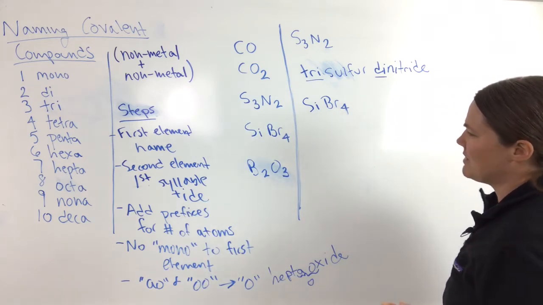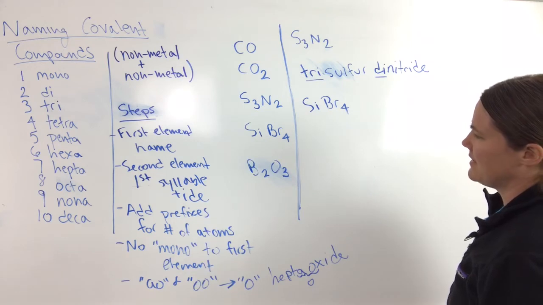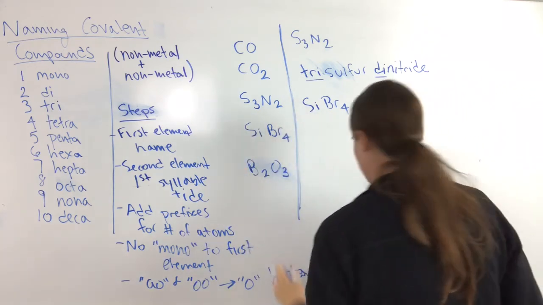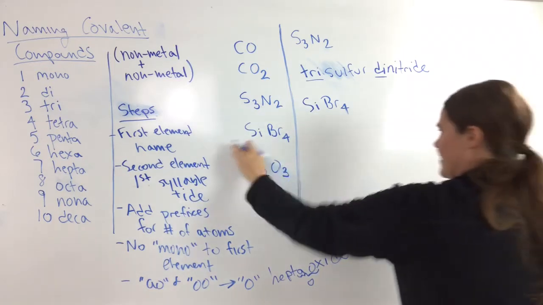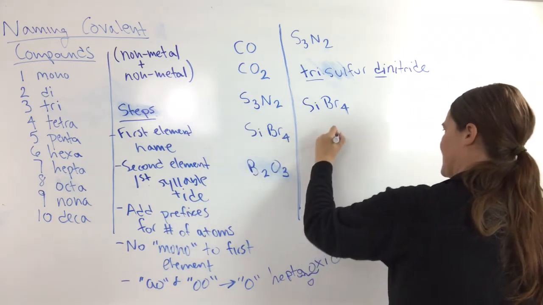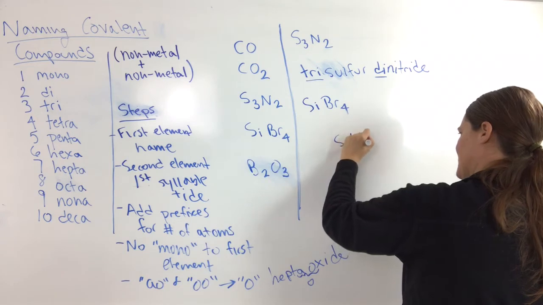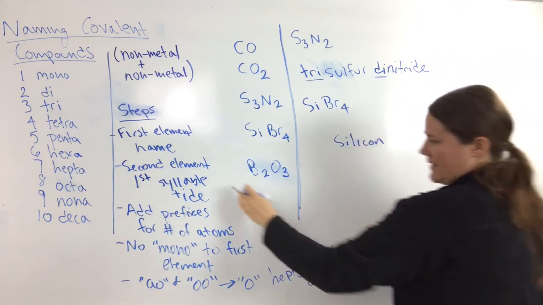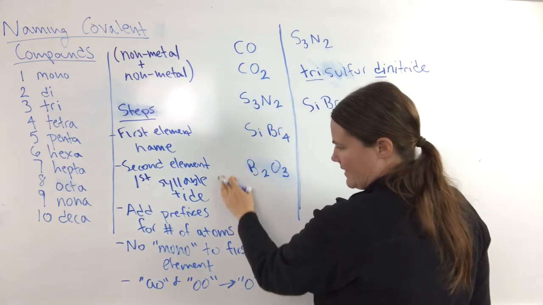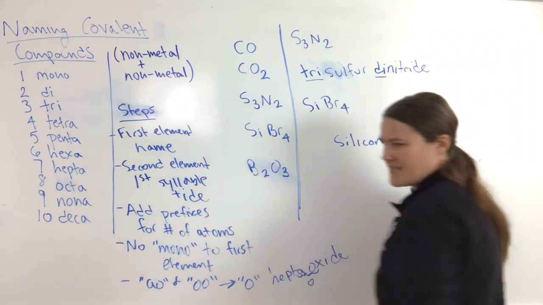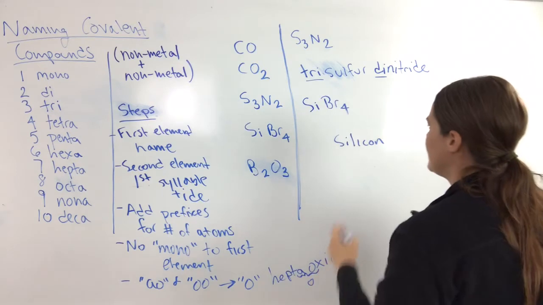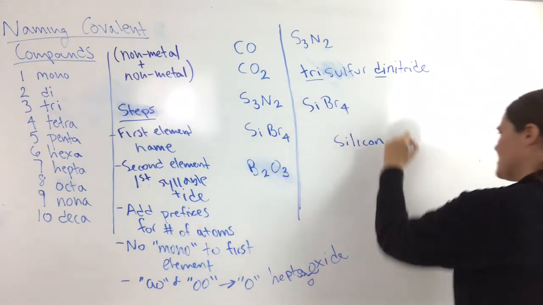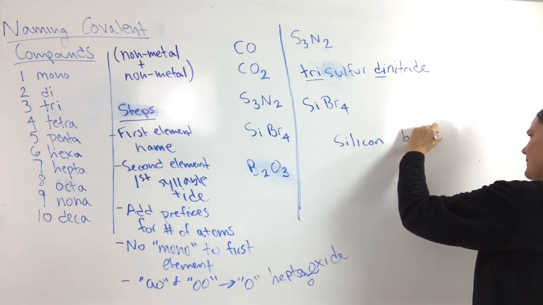Now what we need to do is name it, so we go to our steps. The first element is silicon, so we write down the name of our first element. Then our next step is to write down the first syllable of the second element plus "ide." We have bromine, so that would be bromide. So we write down bromide.